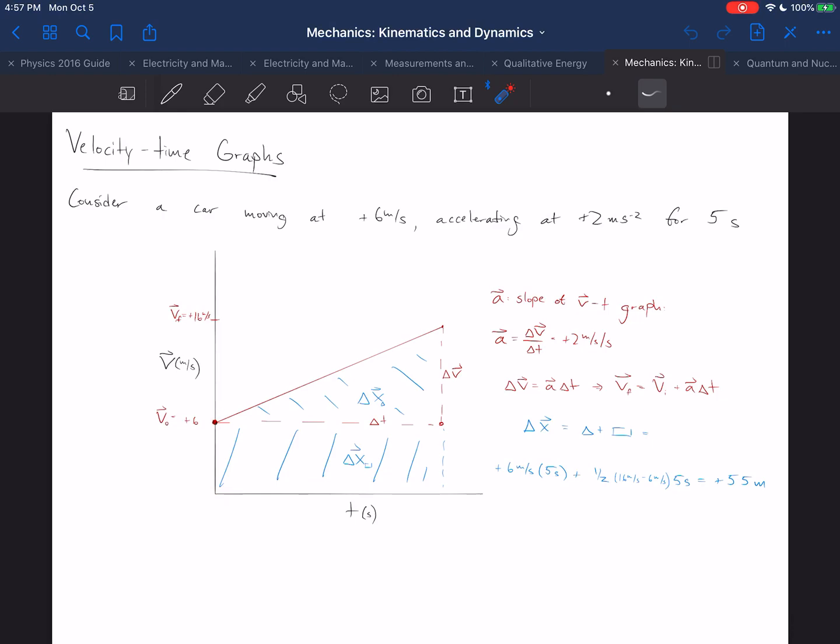And the area of this triangle would be 1/2 base times height, where the base is just 5 seconds again, times 1/2 times delta v, 16 meters per second minus 6 meters per second, or positive 10 meters per second. This gives a total displacement of positive 55 meters. Notice that you can conceptually think about this as the displacement due to the fact that you were initially moving at 6 meters per second, and the extra displacement you get because you're speeding up.